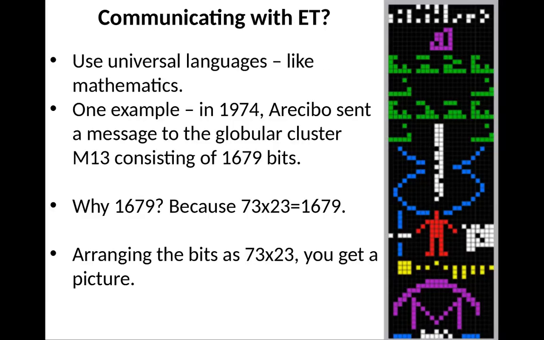So how do you actually talk to them? E.T. knew English, but unless you're in Star Trek, English is not a universal language. So you have to use a universal language, and that language is actually mathematics. So in 1974, Arecibo actually did send a message to a distant globular cluster, M13, which consists of 1679 bits. Now you might wonder what's special about 1679. Well, if you knew about mathematics, you would deduce at some point that it's basically the product of two prime numbers, 73 times 23, right? And if you arrange this in the pattern 73 by 23, you get a picture out. And there's the picture, okay?